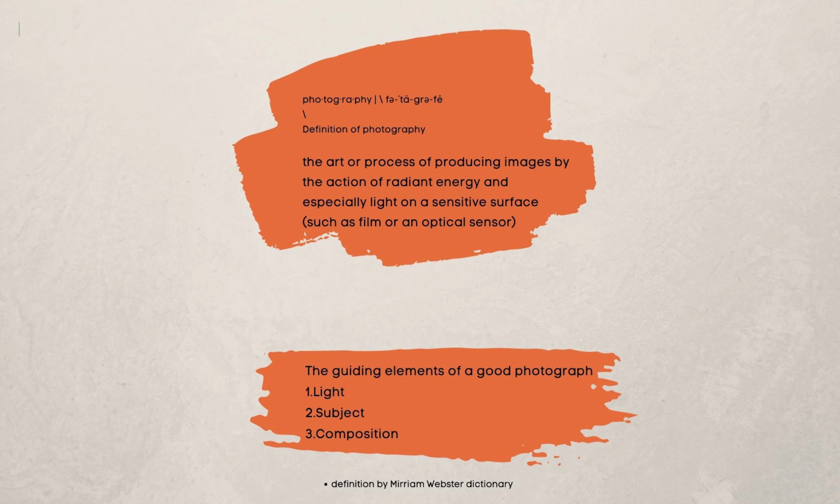There are three guiding elements of a good photograph or image. That is number 1, light, number 2, subject, number 3, composition. So we'll look further into those three. What do they entail?